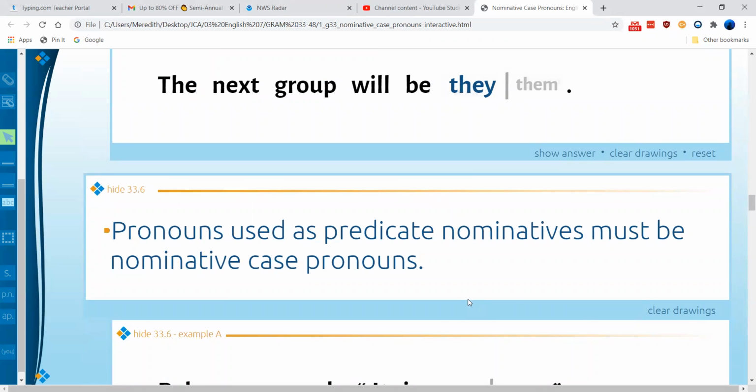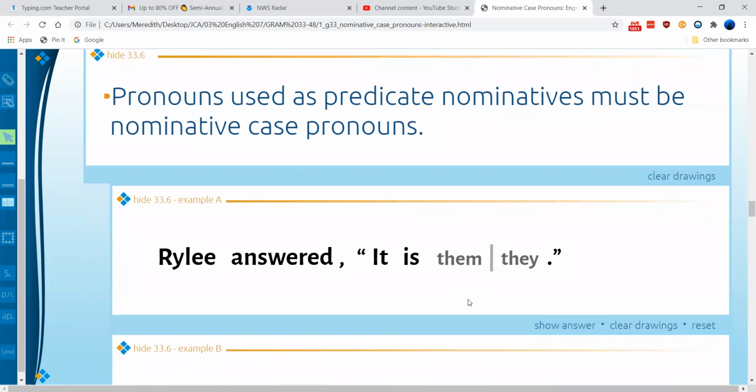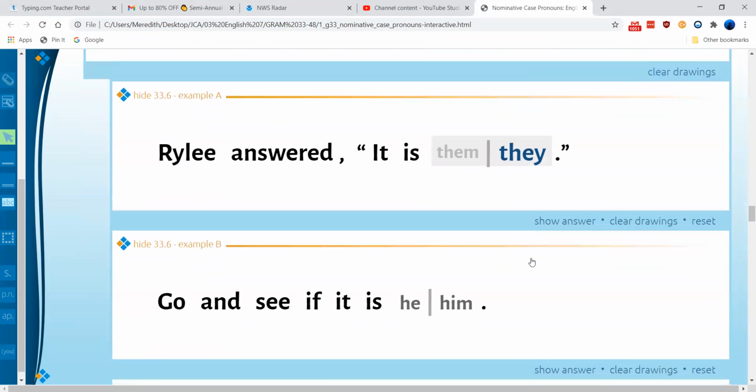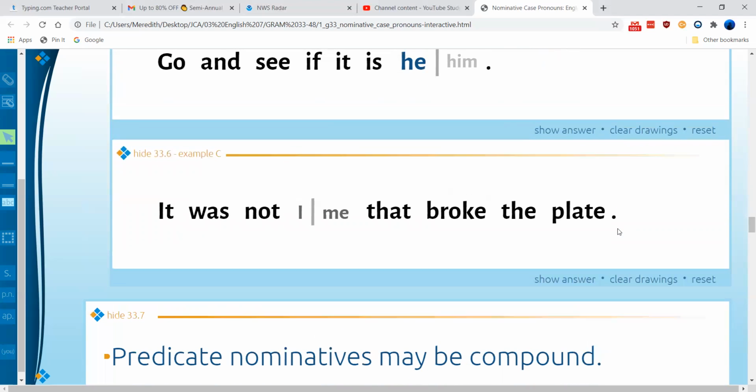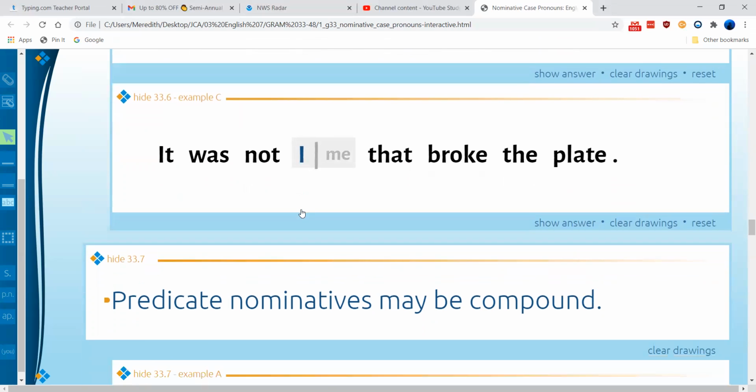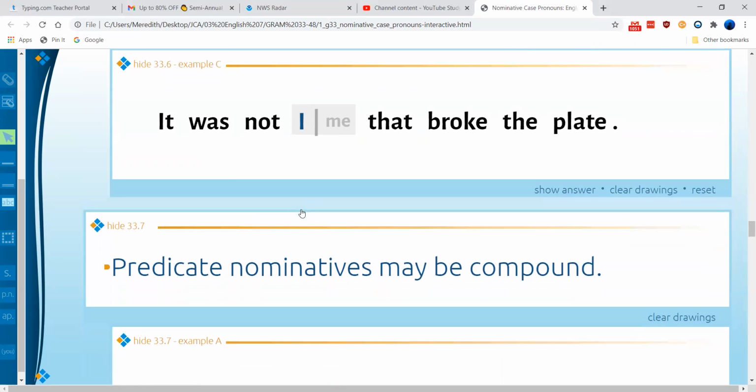And we have the second point, which is pronouns used as predicate nominatives must be nominative case pronouns. We just said that. Riley answered, it is they. Go and see if it is he. It was not I that broke the plate. I know, we say me, but we are wrong. It is I.